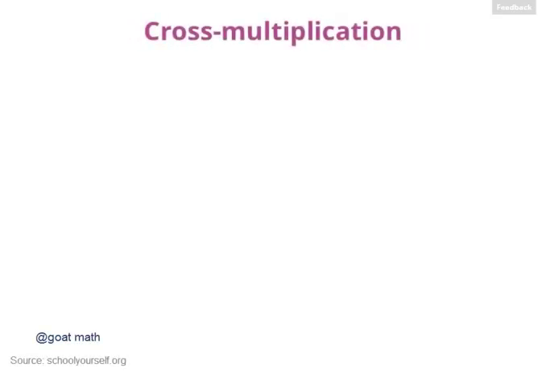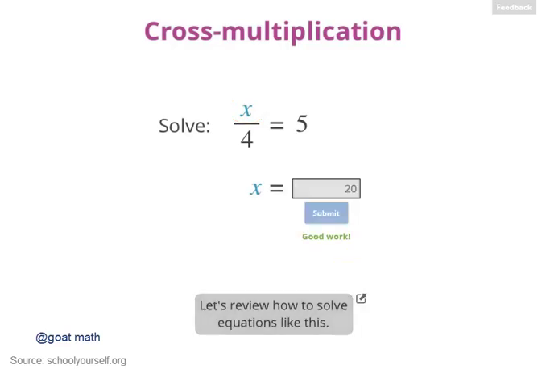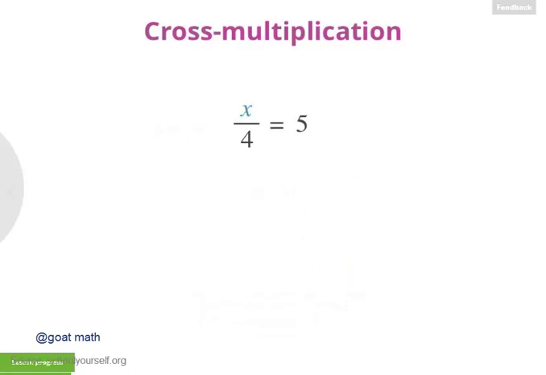In this lesson, we'll introduce cross multiplication and use it to solve equations. First, take a look at this equation. X over 4 equals 5. Try solving this equation for x, or click down here to review. Right, to solve this equation, you can multiply both sides by 4. Then the 4's on the left side cancel, meaning x equals 5 times 4, or 20.